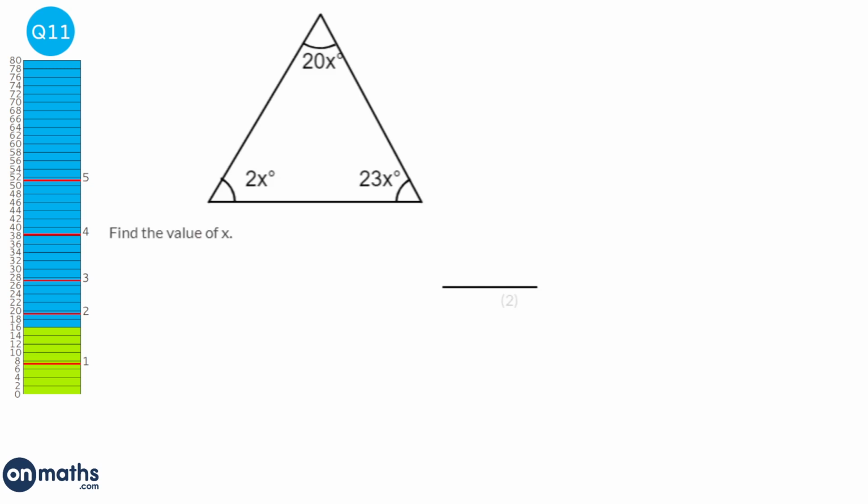Here we're given a triangle, and we're not actually given the values of each of the angles. We're given them in terms of x, but we know that they're going to add up to 180. So we're going to do the 20x plus the 2x plus the 23x, and we know that it's going to equal 180. The reason is that angles in a triangle add up to 180.